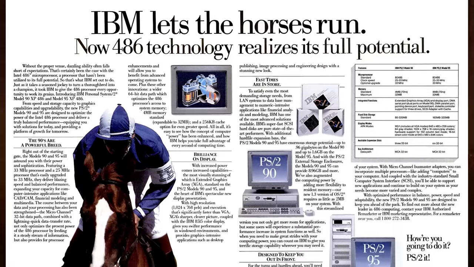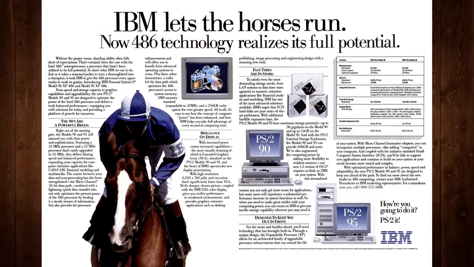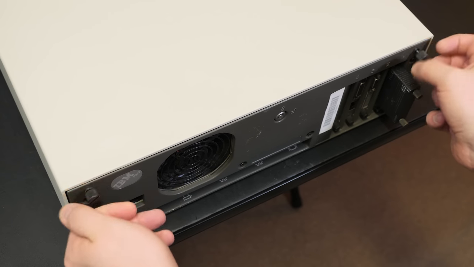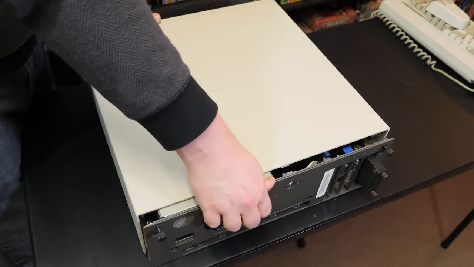So what gives? What kind of person was the Model 90 built for, and why was it so ridiculously expensive when competitors might cost a third of the price? Well, let's take a look at what it comes with and see if we can make some sense of it.